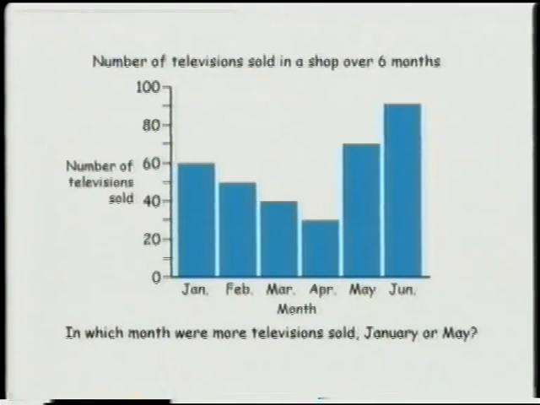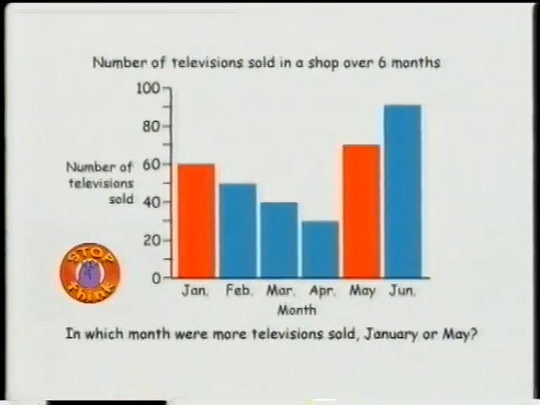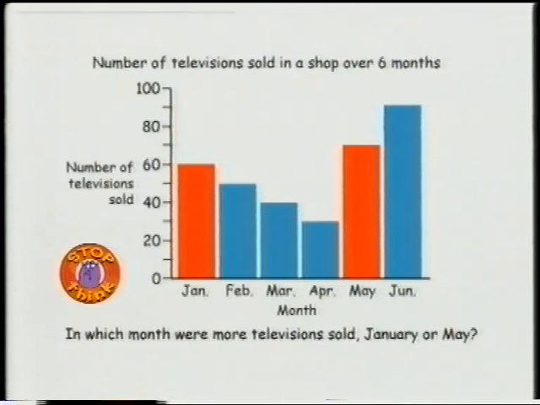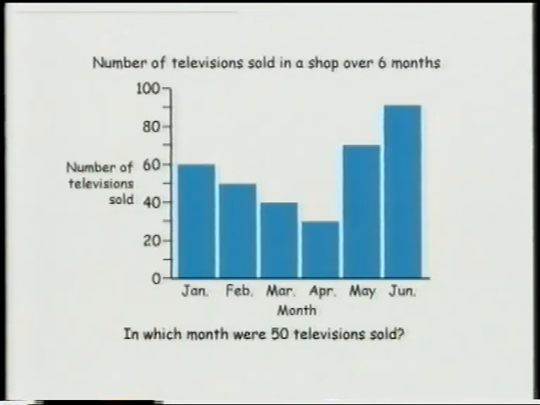In which month were more televisions sold, January or May? Well, the bar for May is taller than the bar for January, so more televisions were sold in May. Finally, in which month were 50 televisions sold?